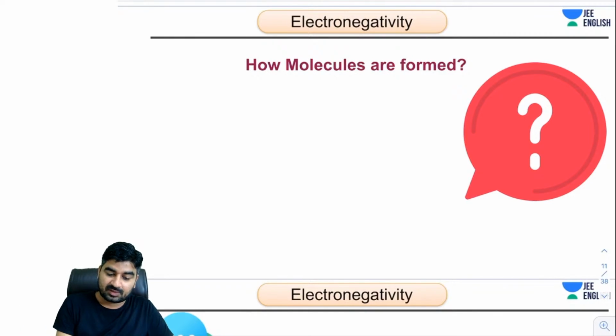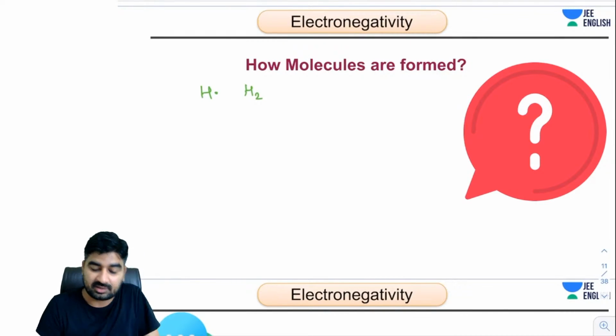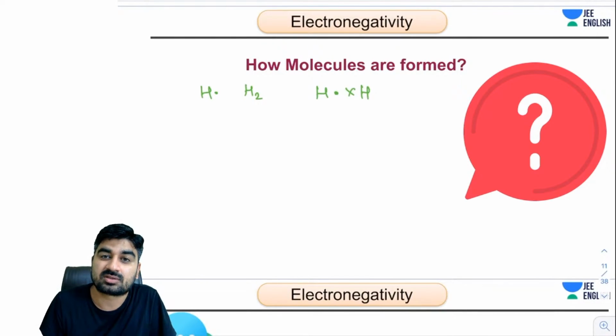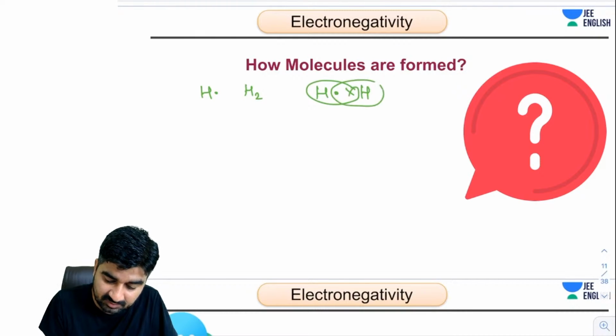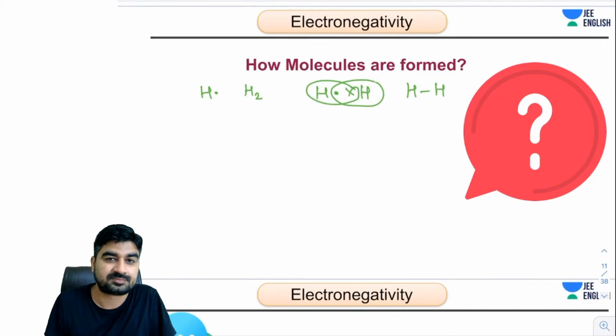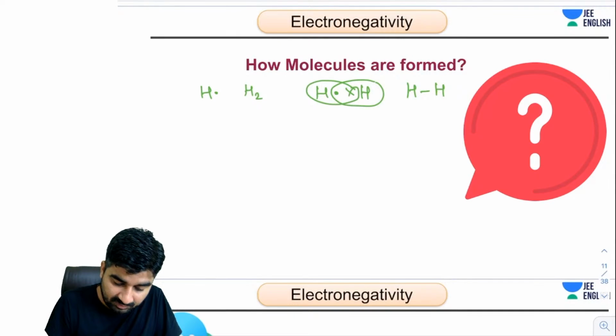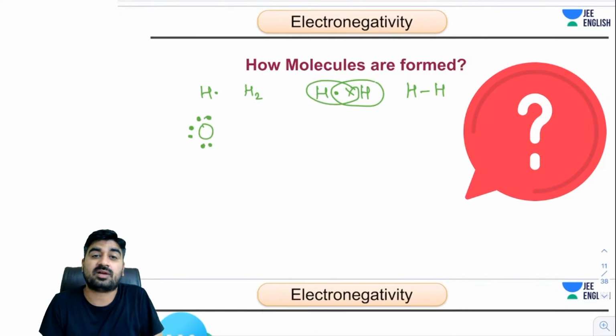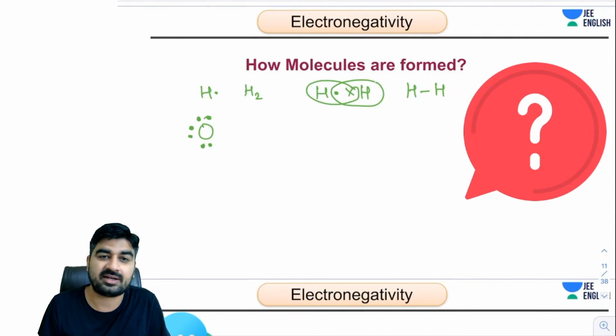So let me tell you, suppose this is a hydrogen atom, it has only one electron. When H2 is formed, you might have learned in your 10th class, these two hydrogens will share electrons. By sharing, it will complete its octet, and we denote it like this. If I'm taking oxygen, it has 6 valence electrons.